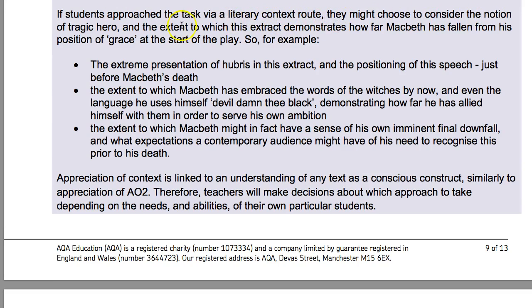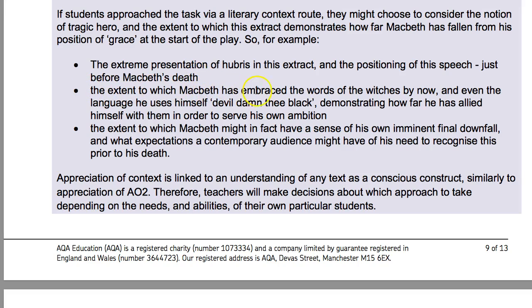They might choose to consider the notion of a tragic hero and the extent to which this extract demonstrates how far Macbeth has fallen from his position of grace at the start of the play. So, for example, the extreme presentation of hubris, that's his sense of pride in himself and being too proud in himself. So his sense of hubris in this extract. And the positioning of this speech just before Macbeth's death. So you've heard the expression pride before a fall, and Shakespeare deliberately makes Macbeth feel most pride just before he's about to be defeated in battle.